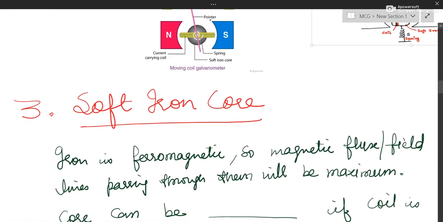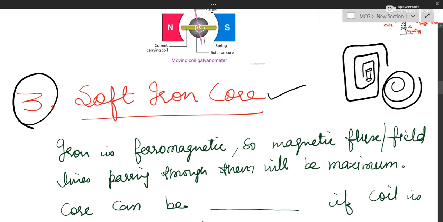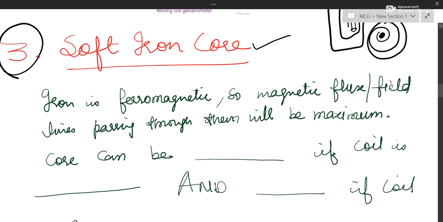Okay, then coming to third step of construction, which is soft iron core. So yeah, there was a coil. You have seen this was a coil, rectangular coil. So if the coil is rectangular, then you have to use cylindrical core. If your coil is circular, then you have to use spherical core. So you can see soft iron core is used. Why soft iron? Why iron?